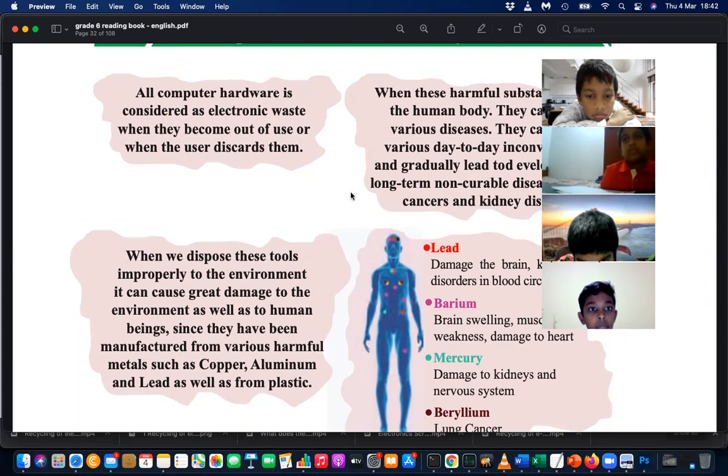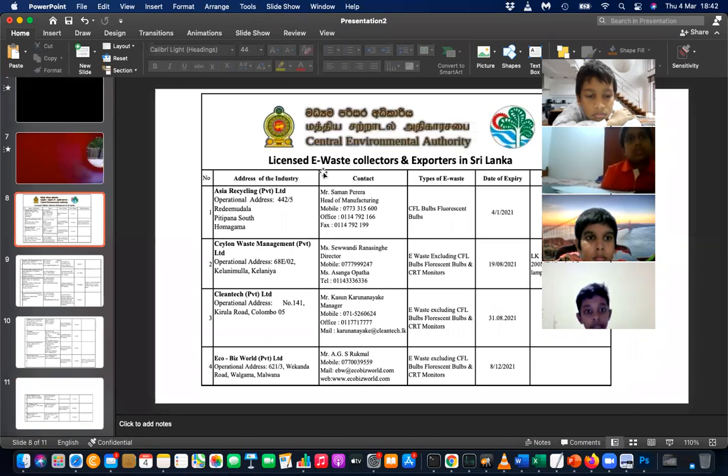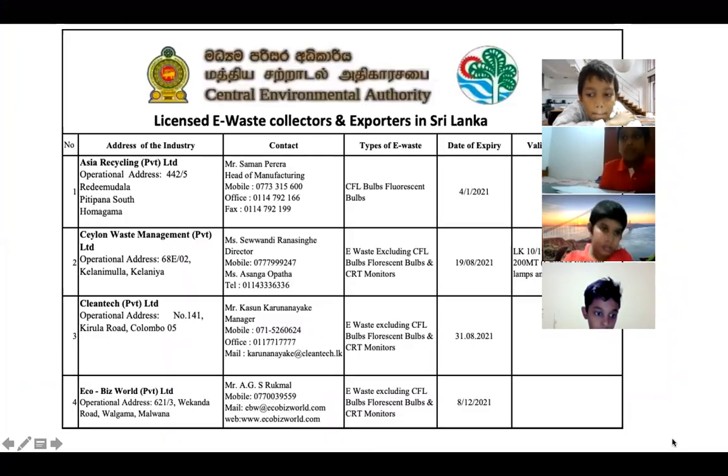So there are companies having these facilities, so they can recycle. For example, I'll show you a few examples. I have taken this from the Sri Lanka Environmental Authority. Can you see my screen? Yes, we can. Right. So this shows CFL bulbs being given for recycling to a company called ACR Recycling. CFL bulbs are e-waste.